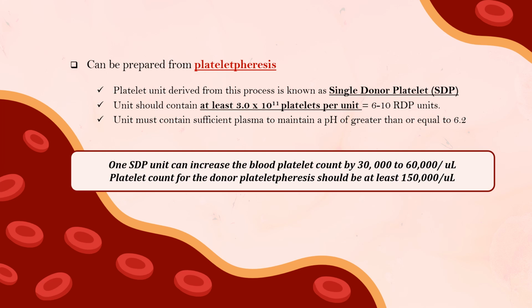And the same as your random platelet unit, the SDP unit must contain sufficient amount of plasma to supply the nutrients for the unit and maintain a suitable pH for the platelet viability. And take note that one SDP unit can increase the blood platelet count by 30,000 to 60,000 per UL. And the platelet count for the donor platelet pheresis should be at least 150,000 per UL.